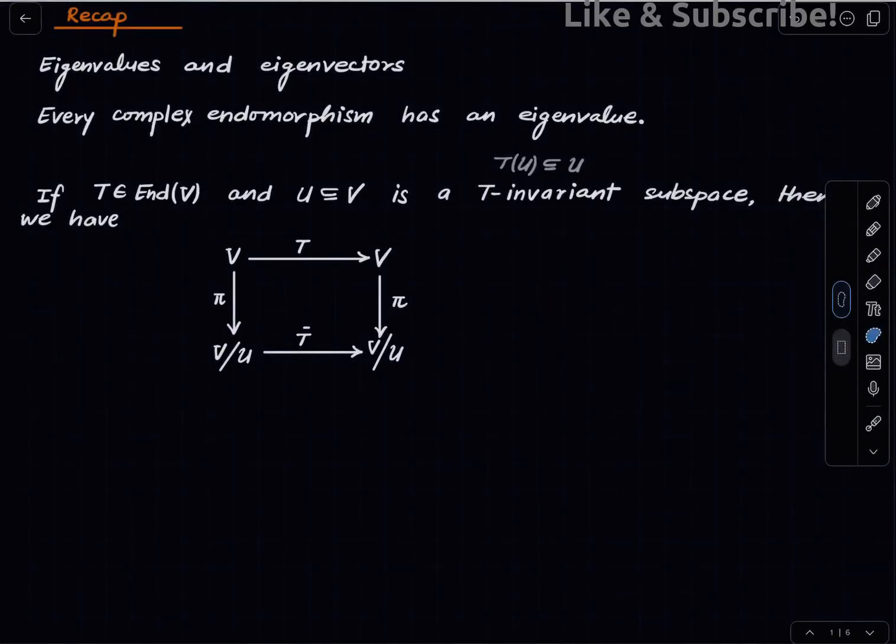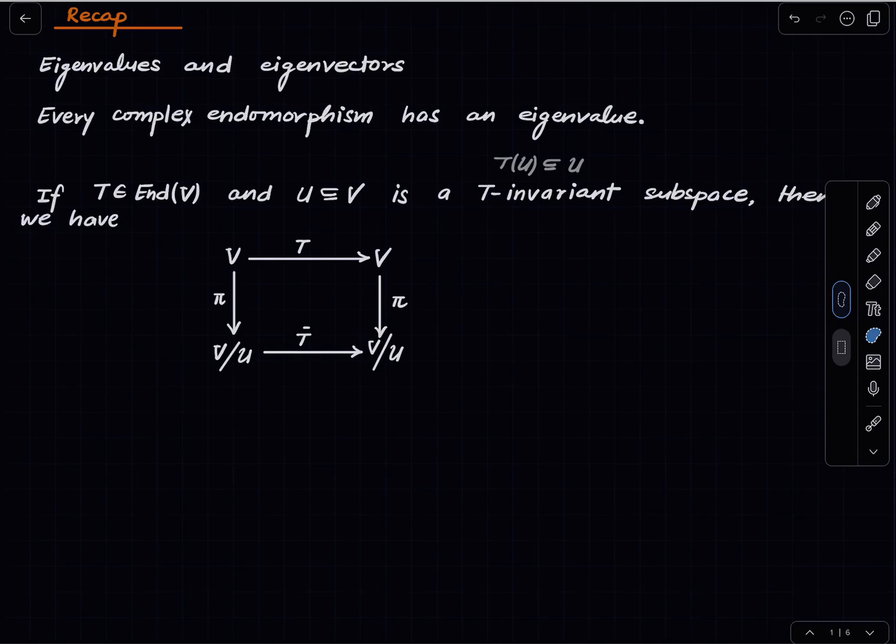Welcome to this lecture series in linear algebra. In this lecture, we will discuss the notion of complexification of a real vector space, and we will deduce some interesting results about real vector spaces using that concept. In particular, we'll prove that every endomorphism on an odd-dimensional real vector space has an eigenvalue.